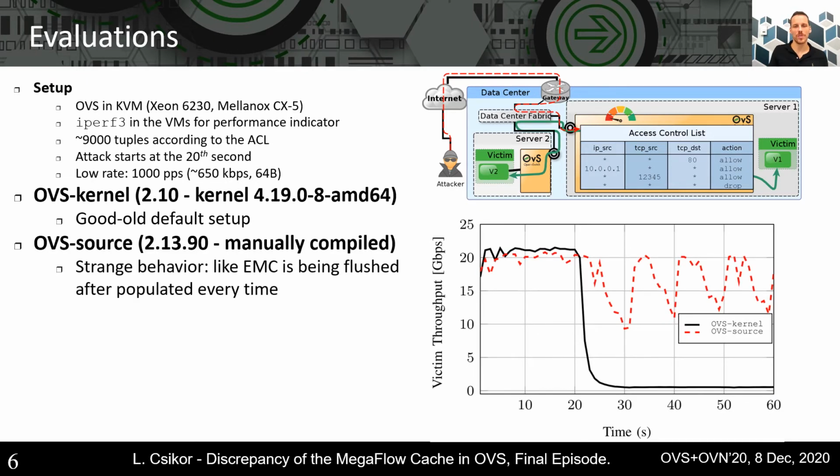Let's see now OVS source, the version compiled manually and having the EMC definitely switched on. This was the most controversial experiment we observed and we are really open to discuss this later on. First of all, we can see that the performance goes up and down during the attack. If there was only one valley in the beginning, the case was totally fine, as the malicious traffic seen first is going through the slow path, then cached in the MFC, and due to the number of packets, all of them can actually be cached in the EMC.